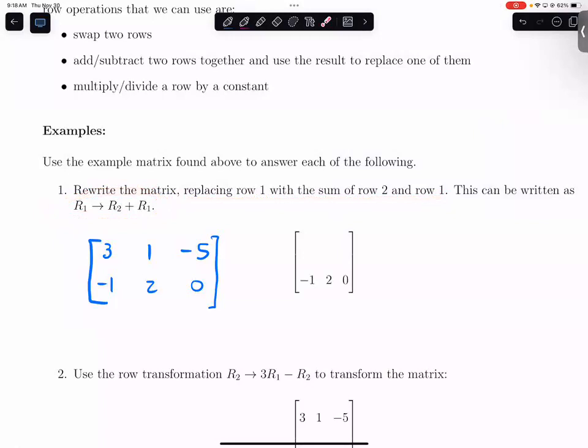That means I'm not doing anything to row 2, which is why I filled it in here for you, right? It's not going to change. Row 1 is going to change. And the way it's going to change is that I'm going to do whatever operation it says to do. So if I take row 2 and row 1 and add them together, what do you get? 2, 3, -5. That's the new row 1.